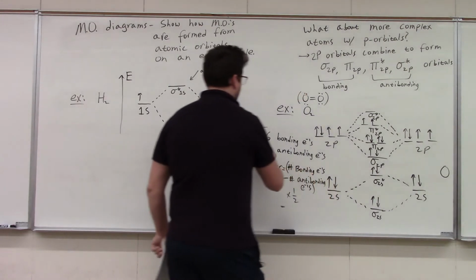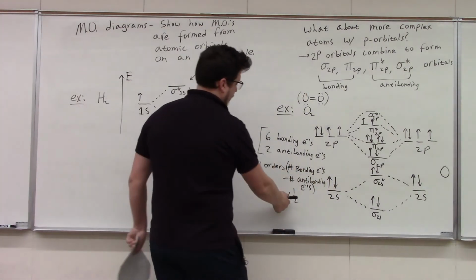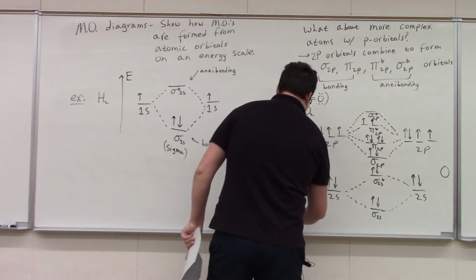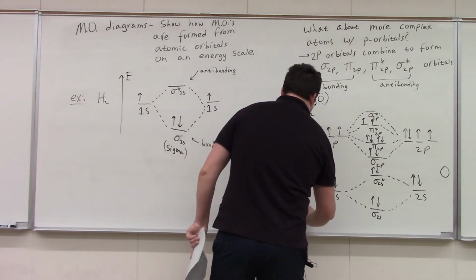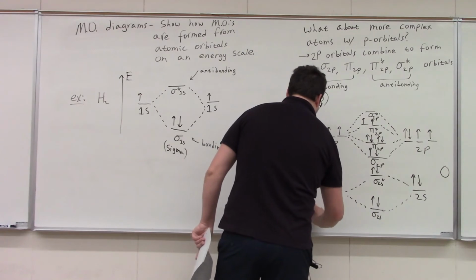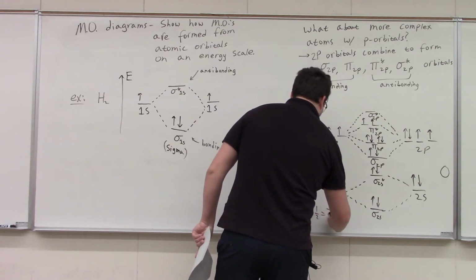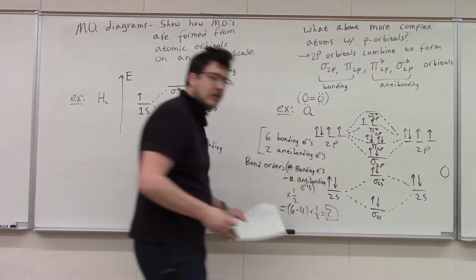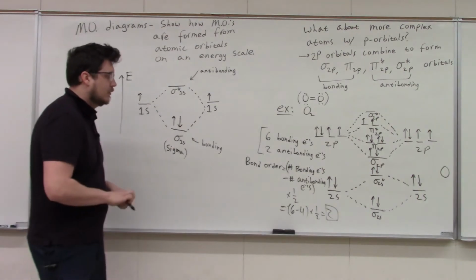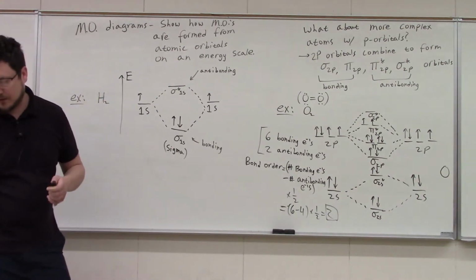And so we get 6 minus 2, which is 4, divided by 2. It's going to equal 6 minus 4 times 1/2 equals 2, which is what we expect. That means we have a double bond. So there's nothing unexpected there. That's what we're looking at.